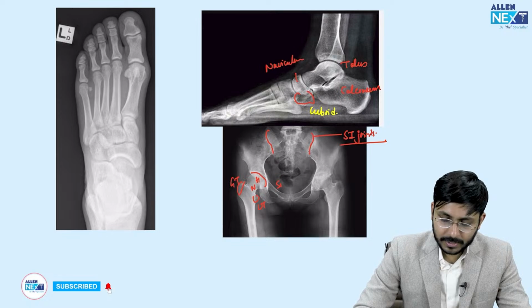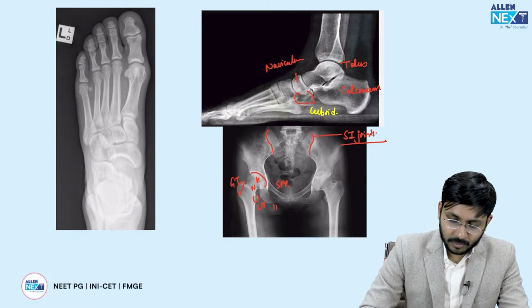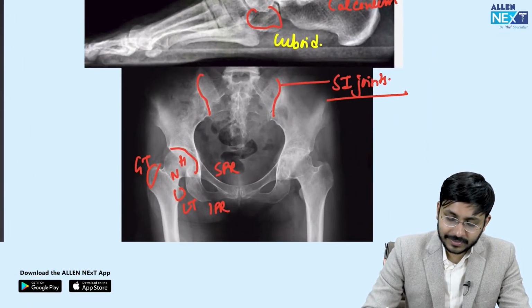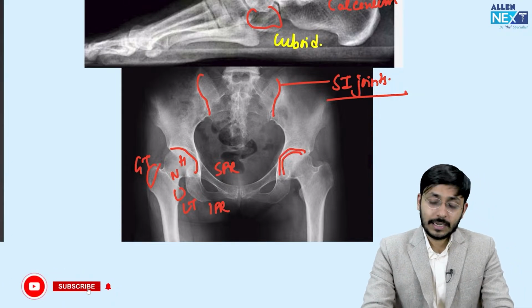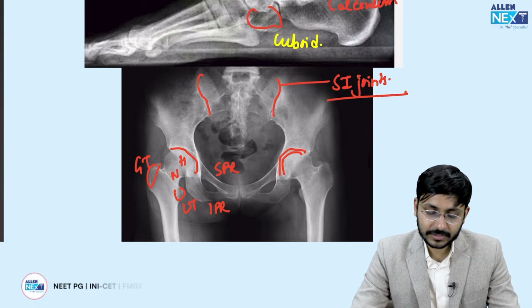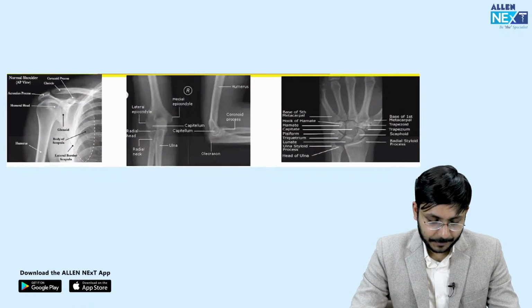the superior pubic ramus, the inferior pubic ramus, correct? Now on the left hand side, we see that there is narrowing and destruction of the left hip joint. Okay, so this is pathologically involved. Now this can be TB, this can be osteoarthritis. We'll have to look at the history.